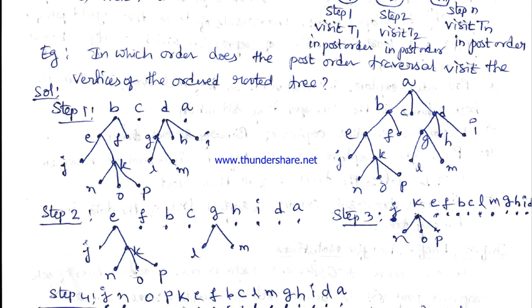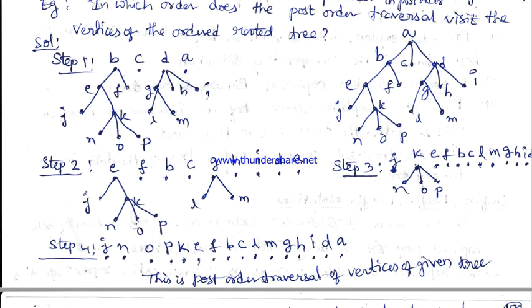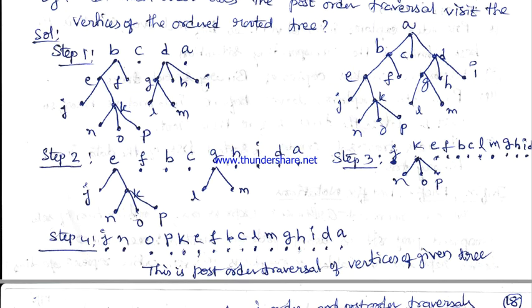Now the next step of the algorithm is to visit the subtree at K by the post order. So by the post order, this subtree at K is visited by first visiting N, next O, followed by P, and finally the root K. So we have finally given here the order of vertices in the post order by which all the vertices in the given ordered rooted tree are visited to access the corresponding data associated with them.